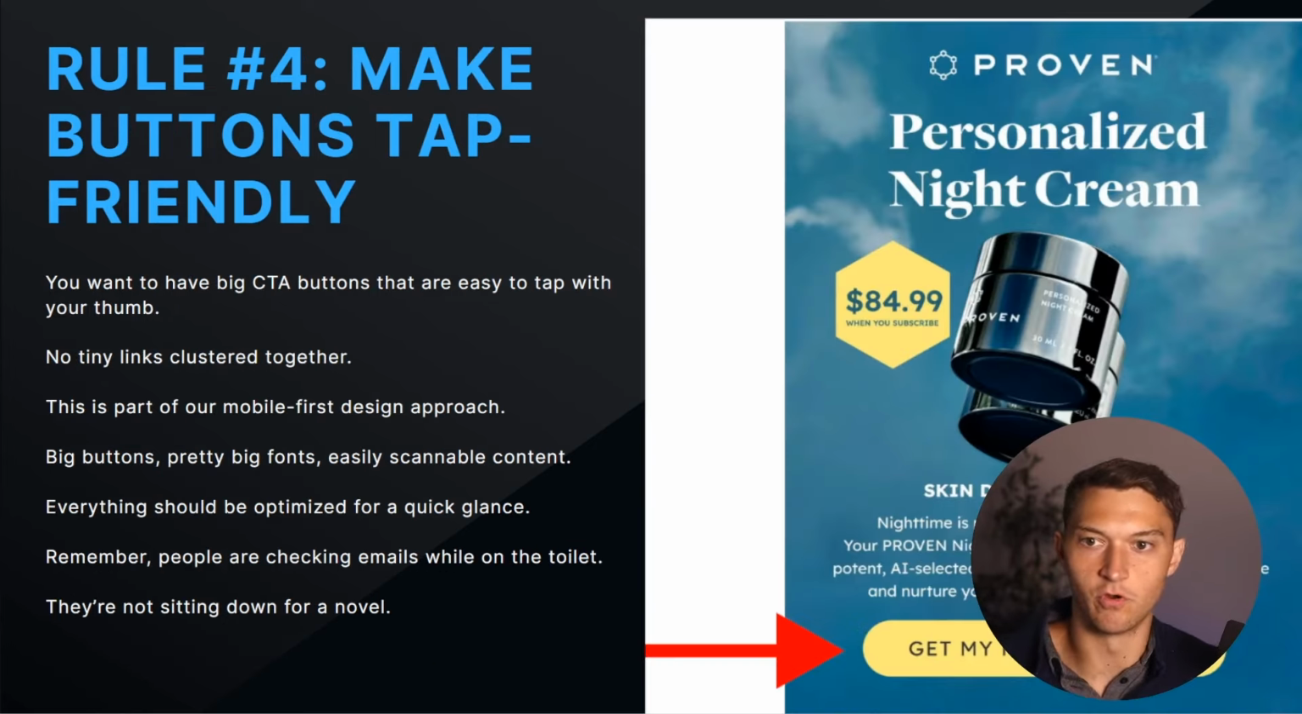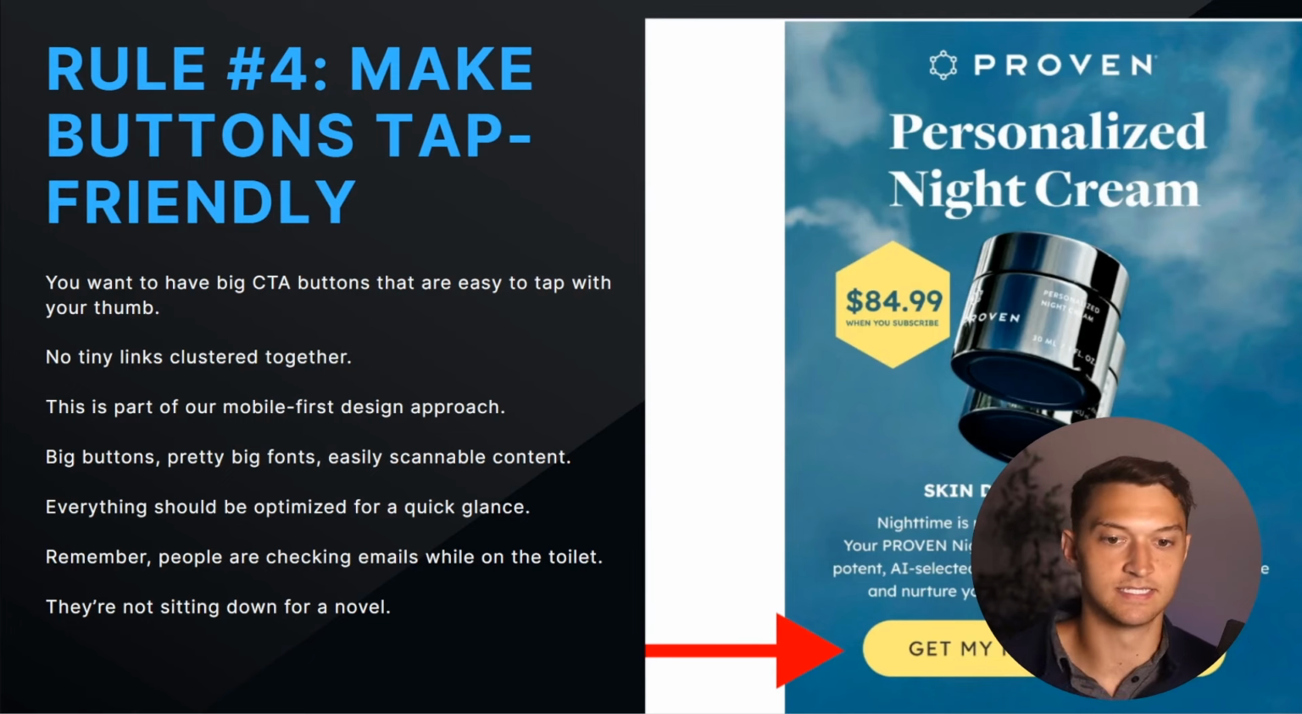Rule number 4, make buttons very tap friendly. You want to have big CTA buttons that are very easy to tap with your thumb. No little tiny links all clustered together or anything like that. This is really part of our mobile first design approach. Big buttons, big pretty fonts, easily scannable content. Everything should be optimized for a quick glance. Because remember, again, people are checking their emails while they're on the toilet. They're not sitting down for a novel.